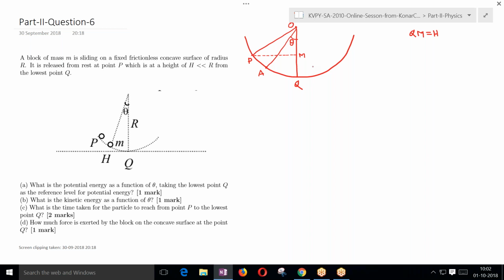So how are we going to proceed? For part A of the question, we assume let V theta be the potential energy of the body at the point A. Why V theta? Because the potential energy V is a function of theta, and that is what we need to express according to the question. Let V theta be the potential energy of the body at a point A.